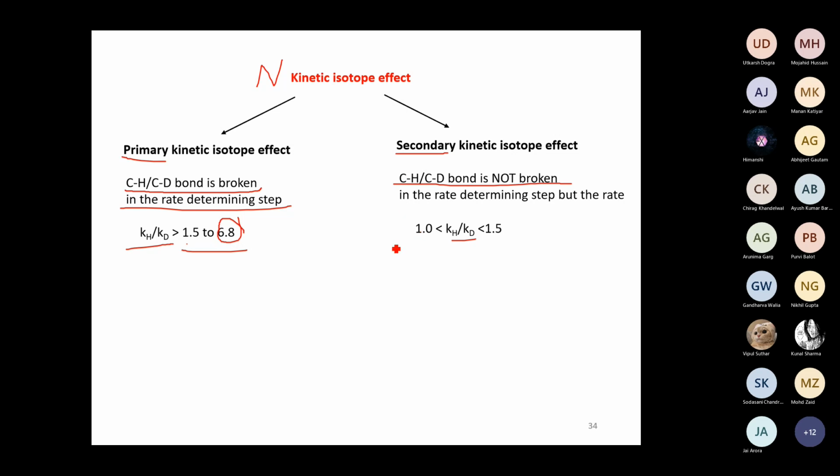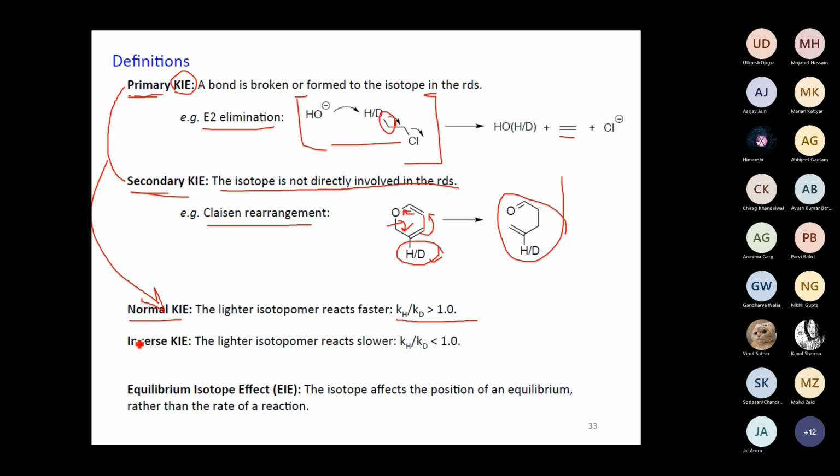Here you can see in the normal kinetic isotope effect, KH by KD is always greater than 1. If it is primary, then the value will be a little higher, more than 1.5. If it is less than 1.5, then it is called secondary. But KH by KD can be less than 1 also. Those are called inverse kinetic isotope effect. Here KH by KD is less than 1, not negative.